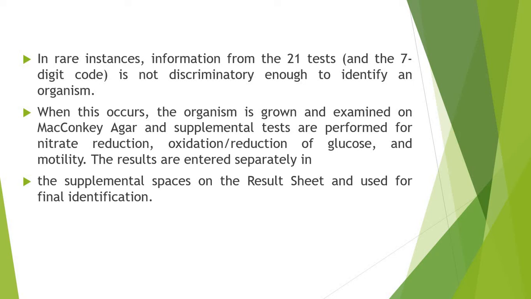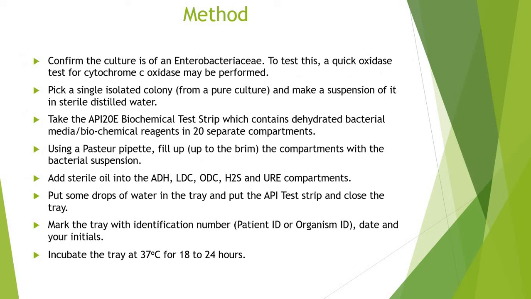When this occurs, the organism is grown and examined on MacConkey agar, and supplemental tests are performed for nitrate reduction, oxidation and reduction of glucose, and motility. The results are entered separately in the supplemental space on the result sheet and used for the final identification. This is the method of how we perform this test, the procedure of performing the test.